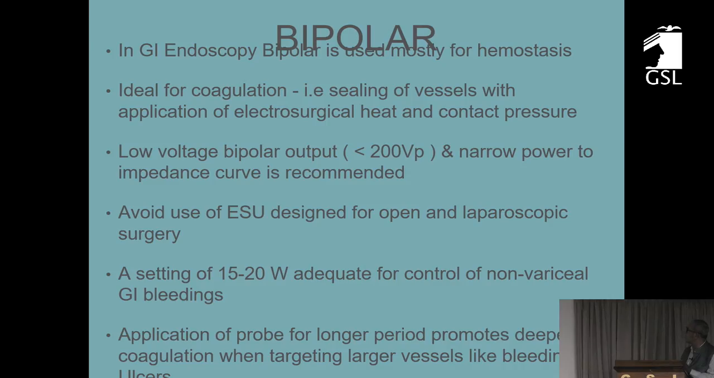In GI endoscopy, bipolar is mostly used for hemostasis. It is ideal for coagulation, that is sealing of vessels, with application of electrosurgical heat and contact pressure. A low voltage bipolar output and narrow power-to-impedance curve is recommended. Avoid use of an electrosurgical unit designed for open and laparoscopic surgery. You must have a dedicated unit. A setting of 15 to 20 watts is adequate for control of non-variceal GI bleeding, and application of the probe for a longer period of time promotes deeper coagulation when targeting larger vessels like bleeding peptic ulcers.